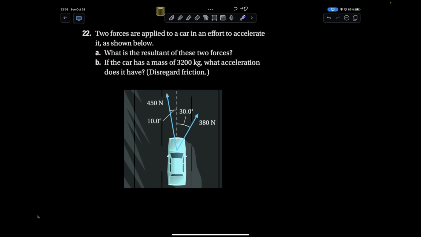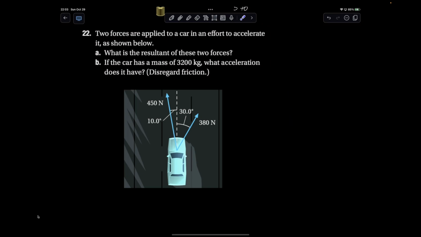Question number 22, where we need to figure out the magnitude of acceleration. Well, first we need to find the resultant force acting on the car. And mind you, this is just about the forces that are given here. We're not looking at force of gravity, air resistance, or anything like that. We're just looking at the forces that are shown in the diagram.